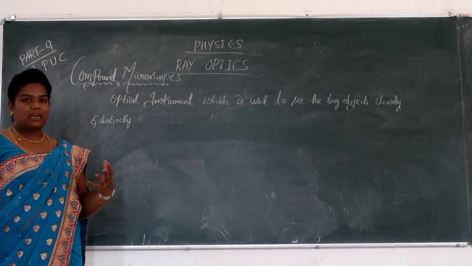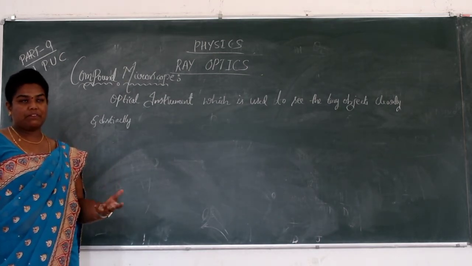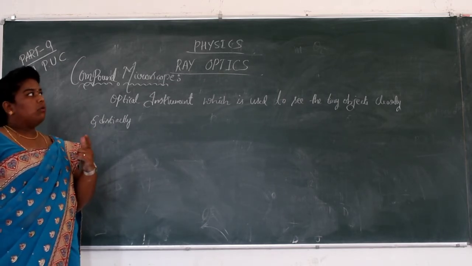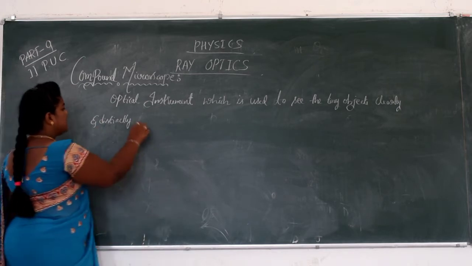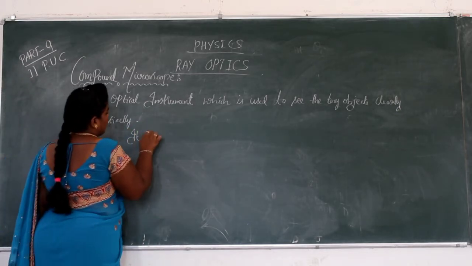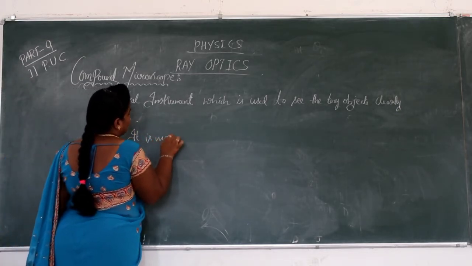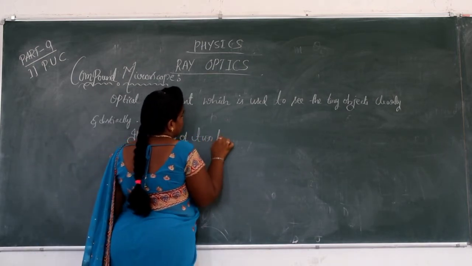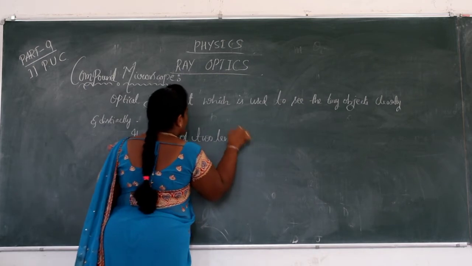So just remember that the compound microscope in front of your eye has two lenses. This compound microscope is made up of two lenses. Why is it made of two lenses?